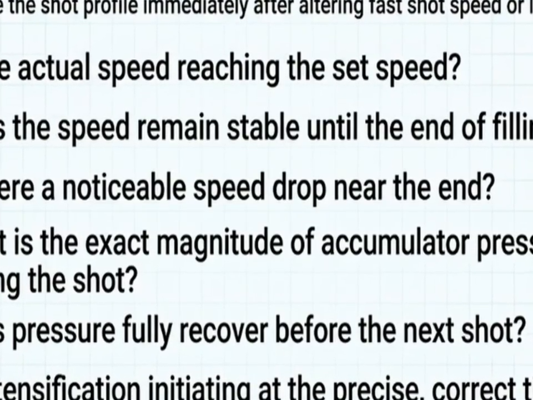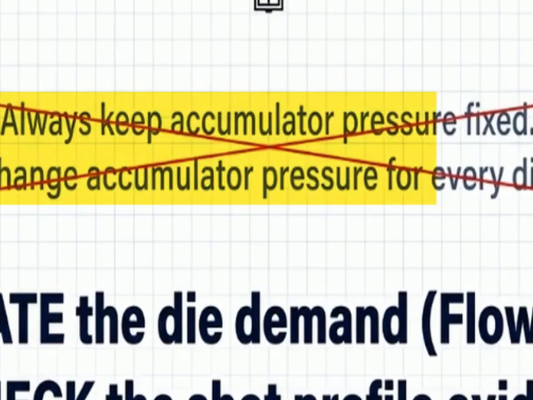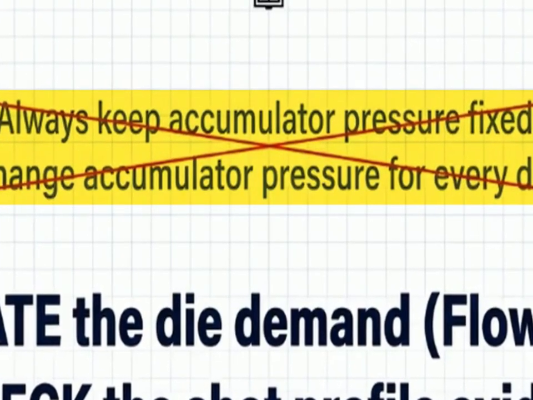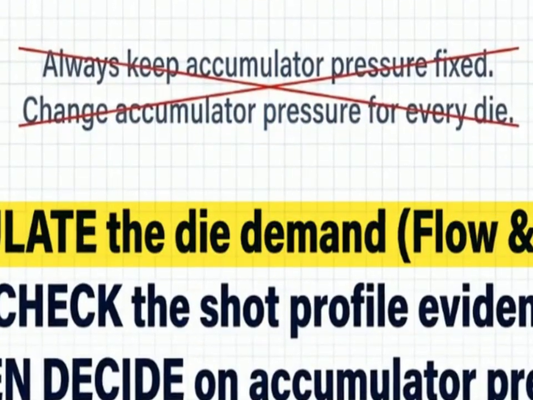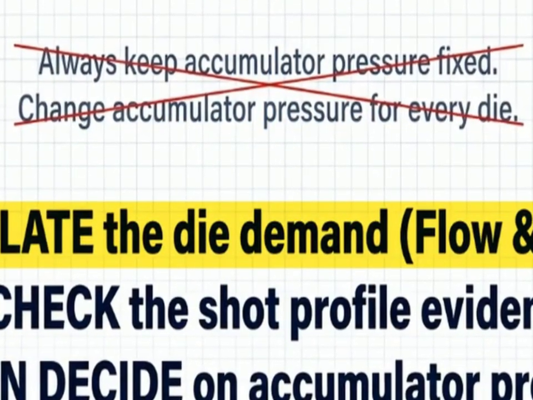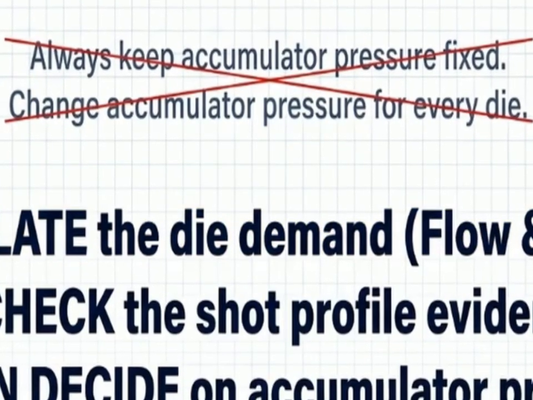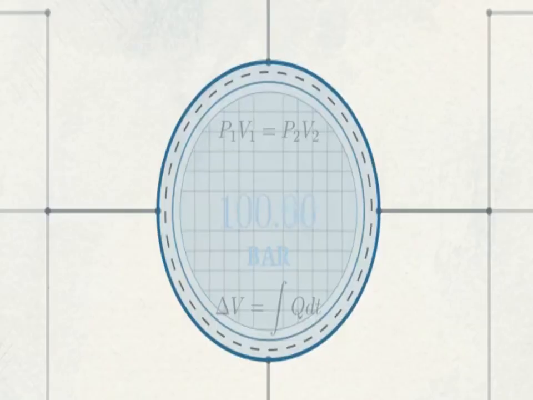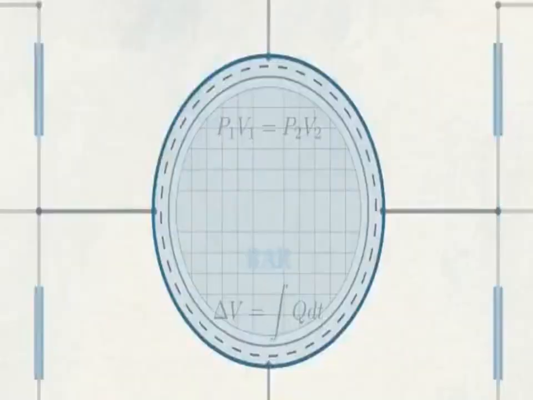The assumption of a fixed accumulator pressure must be abandoned. Instead, apply a three-step sequence. Calculate the die demand for flow and volume. Check the short profile evidence. Only then decide on the required pressure. Accumulator pressure is never guesswork. It is the calculated mathematical heartbeat of defect-free die casting.